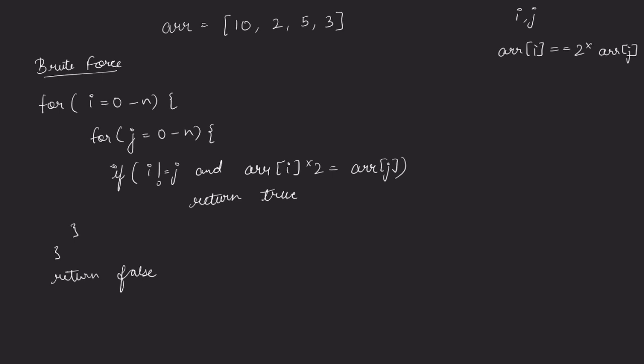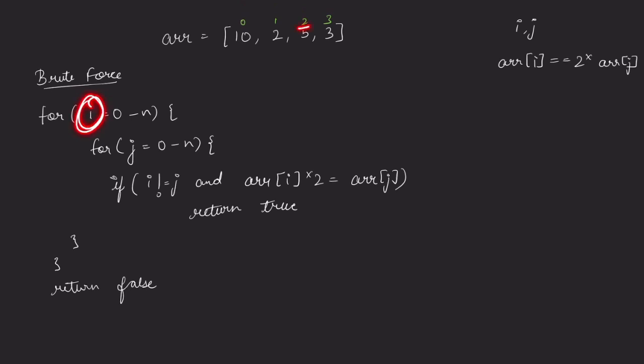So in this case, our indexes are 0, 1, 2 and 3. When your i would be equal to 2, then you would start your j from 0 and 5 times 2 will be equal to 10 and a true will be returned from here, right? Here we can also use ARR of i equal to 2 times ARR of j, right? Because the order doesn't matter here. i can be greater than j or it can be smaller than j, right?